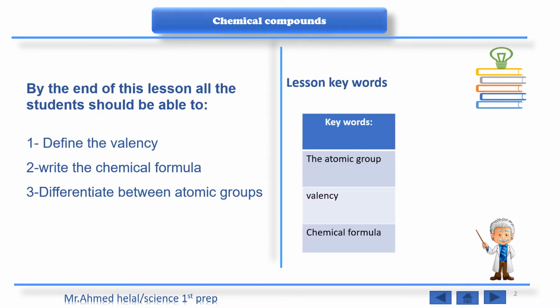By the end of this lesson, all students should be able to define valency, write the chemical formula, and differentiate between the atomic groups. And we have some keywords: atomic group, repeat after me, valency, and chemical formula.